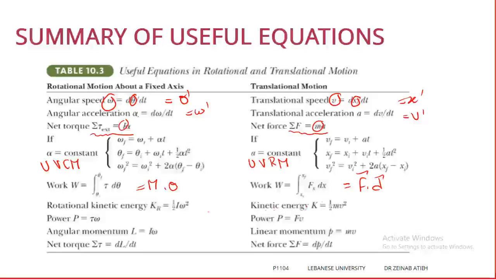بحالة الترانسليشن الانرجي كاينيتيك half mv squared، الماس بنبدلها ب I، الفي بنبدلها ب اوميجا، we will get half I omega squared. الباور بحالة الترانسليشن F دوت V، بحالة الروتيشن بنبدل الفورس بمومنت، يعني هي مومنت تايمز اوميجا، وبنبدل الفي باوميجا. Linear momentum and angular momentum I did not explain them yet, they will appear in chapter 11, so don't worry for these two formulas, you will see them later.